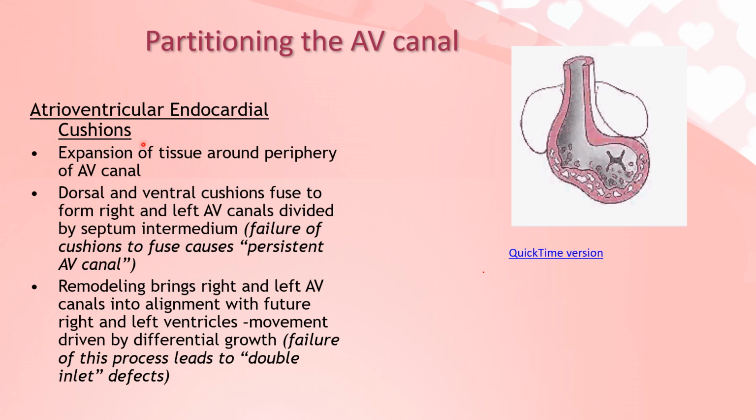Partitioning the AV canal: with the expansion of tissue around the periphery of the AV canal, the dorsal and ventral cushions fuse to form the right and left AV canals divided by the septum intermedium. Remodeling brings the right and left canals into alignment with the future right and left ventricles. With further development in this area and the flow of blood in the ventricles, the valves are formed by the endocardial cushions, and the papillary muscles and chordae tendineae are also formed over here. So these are the two links for the animated videos for heart development.